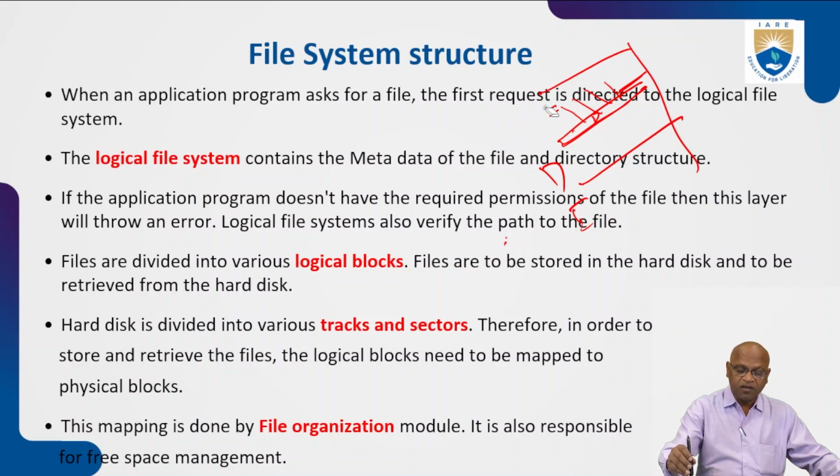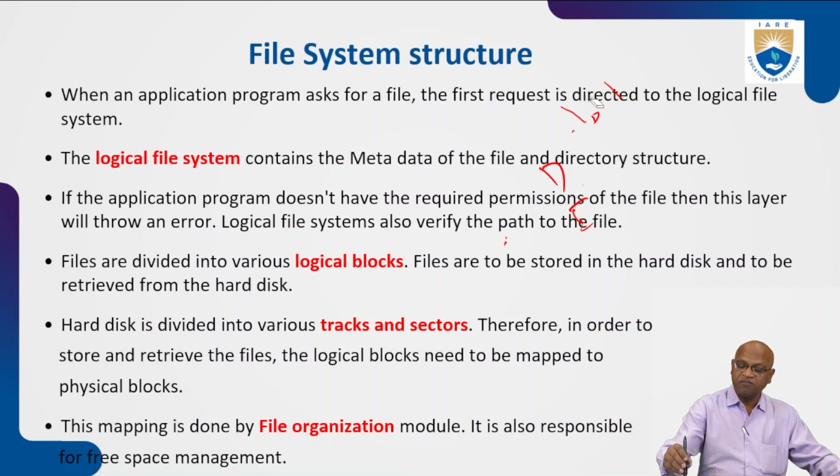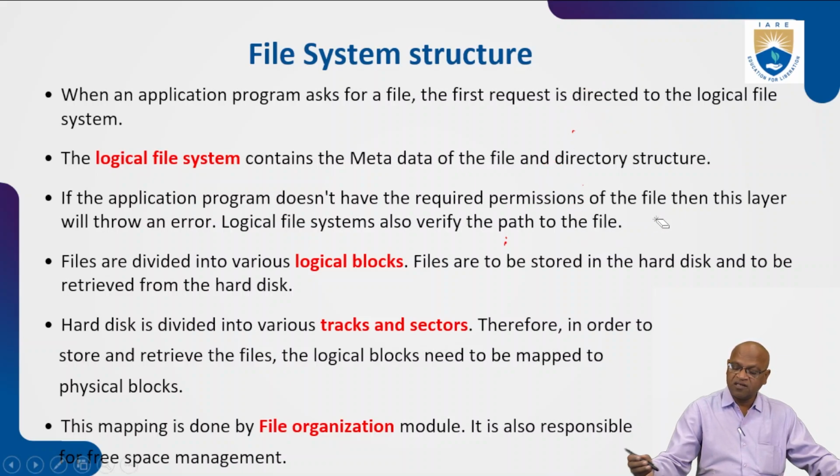So now the files are divided into various logical blocks. Files are to be stored in the hard disk and retrieved from the hard disk, and the hard disk is divided into various tracks and sectors. Therefore, in order to store and retrieve the files, the logical blocks need to be mapped to the physical blocks. For that, we already saw paging and how the logical address is mapped to the physical address. What will the MMU do? The MMU will convert your logical address into the physical address, where your data is actually saved in the hard disk. So this mapping is done by the file organization module.